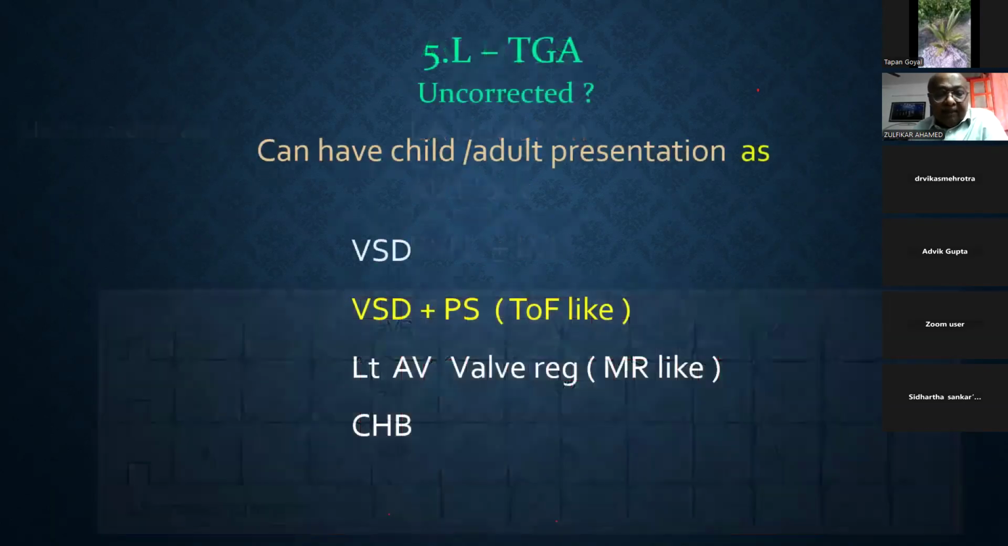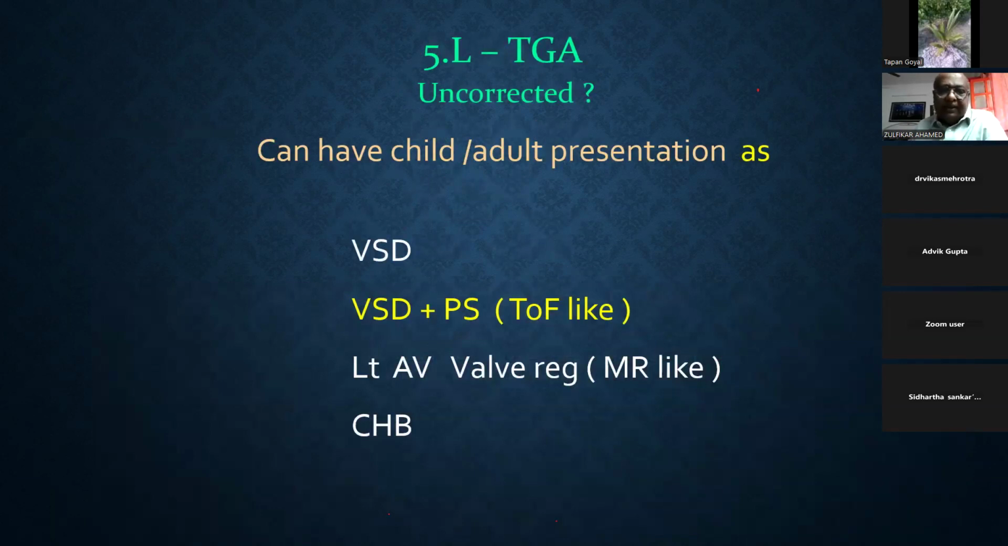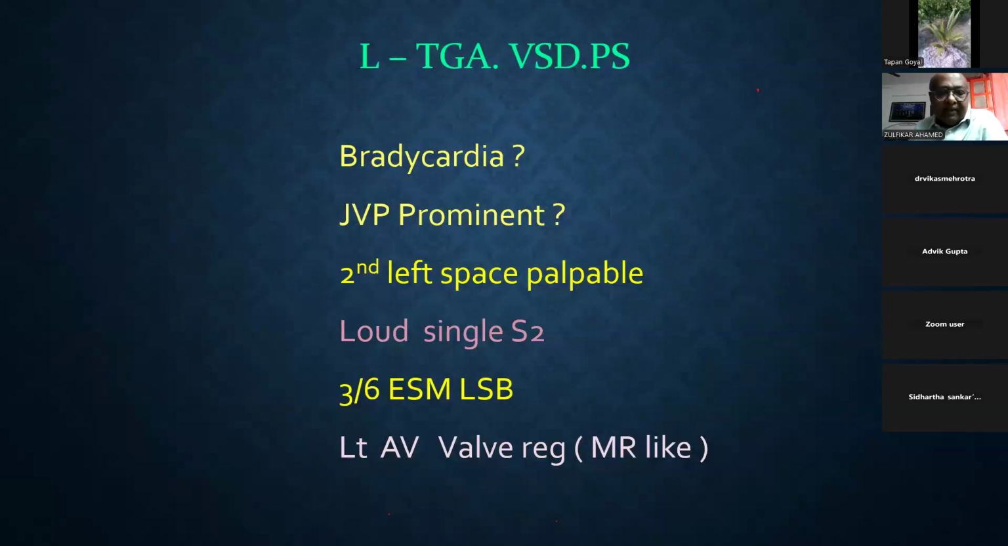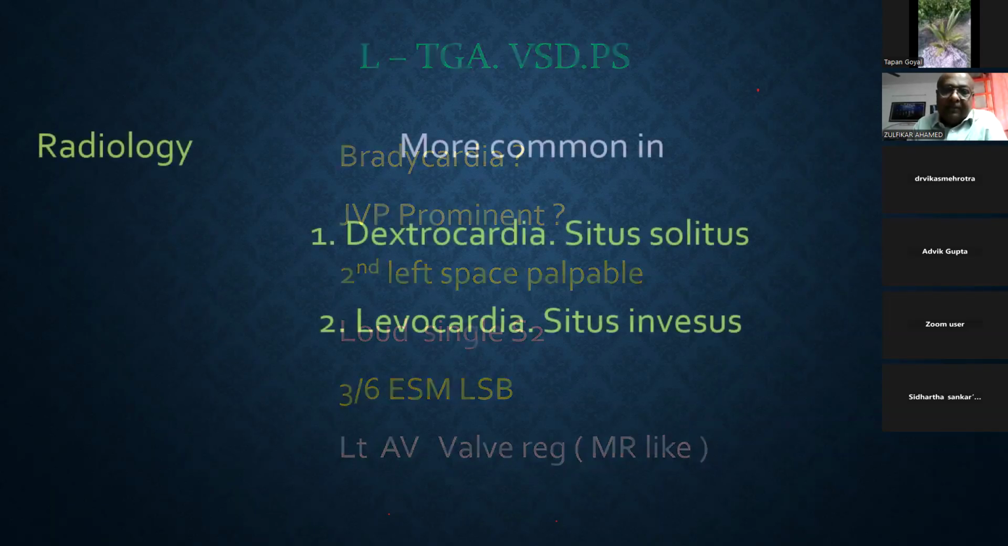And another very rare but interesting condition is LTGA. LTGA VSD PS can sometimes have bradycardia. So any Tet physiology with a brady should make you think of LTGA, because they can have complete heart block, and the JVP can be prominent. And the second left space will be palpable because the aorta is occupying the second left space, with a loud single S2, which is actually A2. And you can also have an MR-like murmur at the apex.